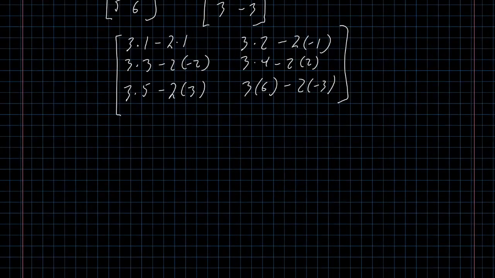And evaluating each of those one by one, 3 minus 2 is 1. 6 plus 2 is 8. 9 plus 4 is 13. 12 minus 4 is 8. 15 minus 6 is 9. 18 plus 6 is 24.